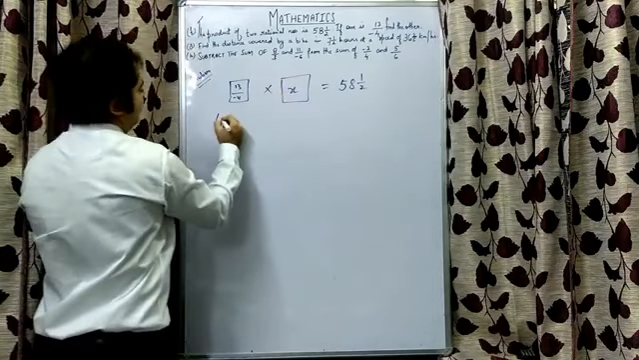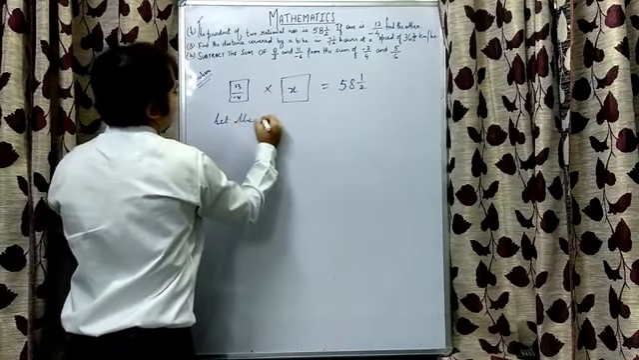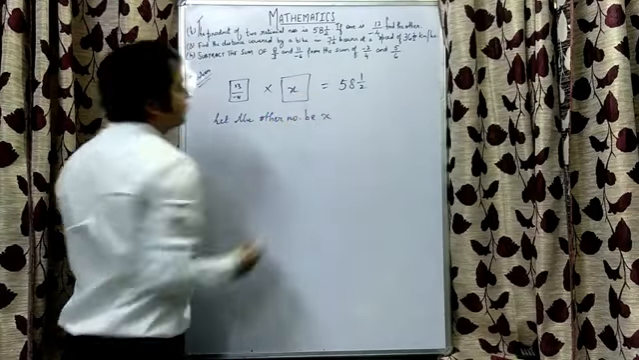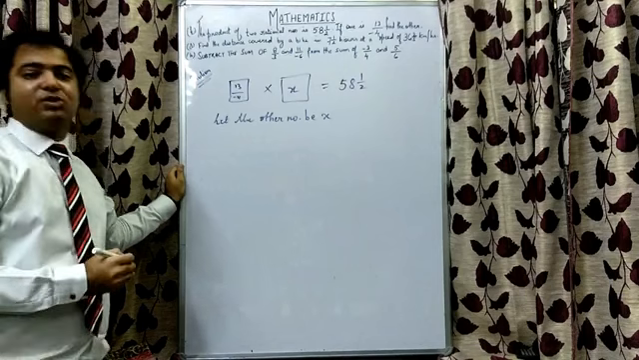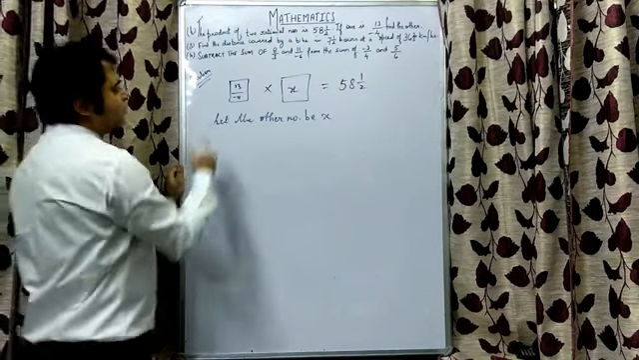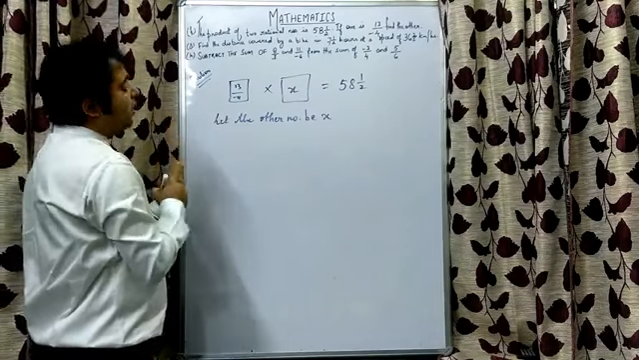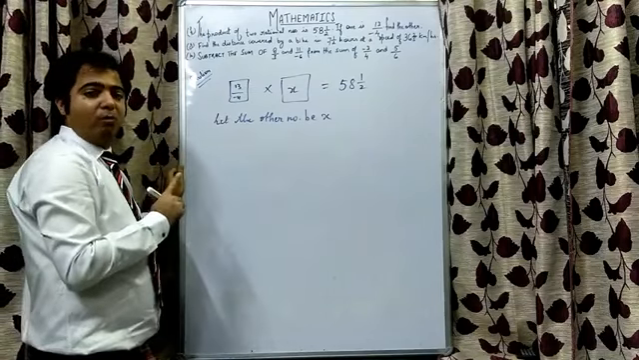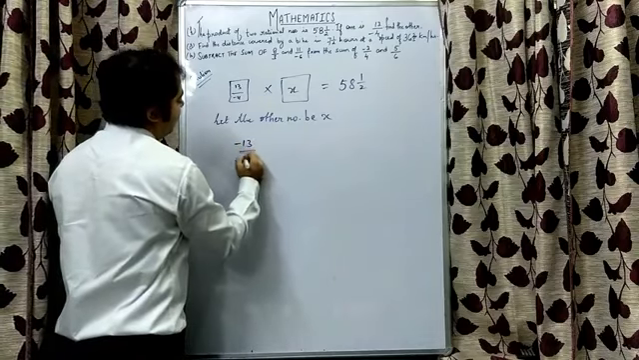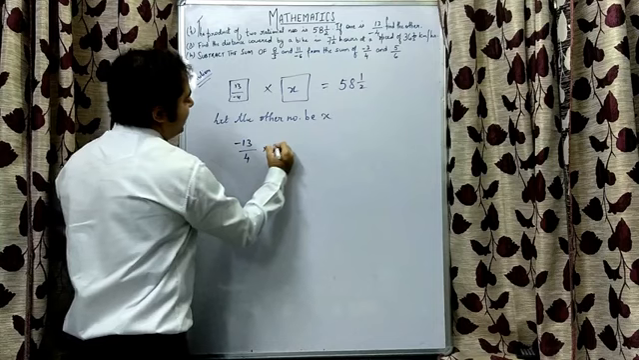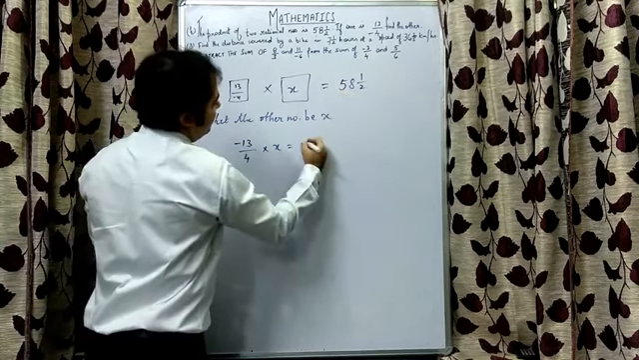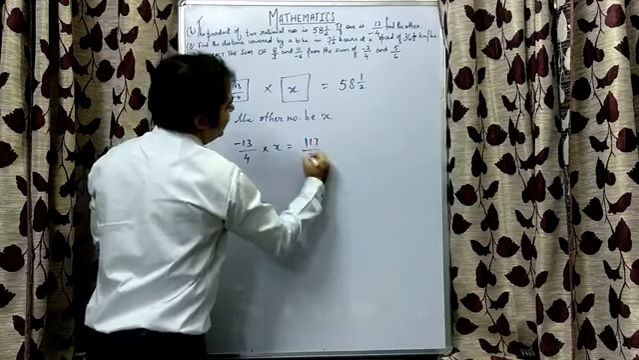Let the other number be x. So whichever variable you are taking in the question for solving, kindly mention that, right? So now the first thing says we need to convert a given rational number into standard form. 13 by minus 4 will become minus 13 by 4, right? Into x is equal to 2 into 58, 116, plus 1 that will give me 117 by 2.